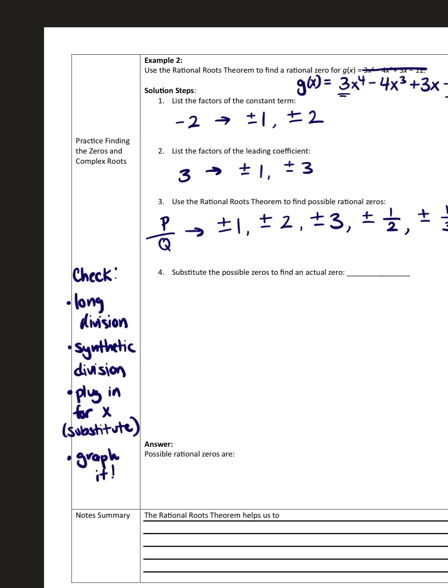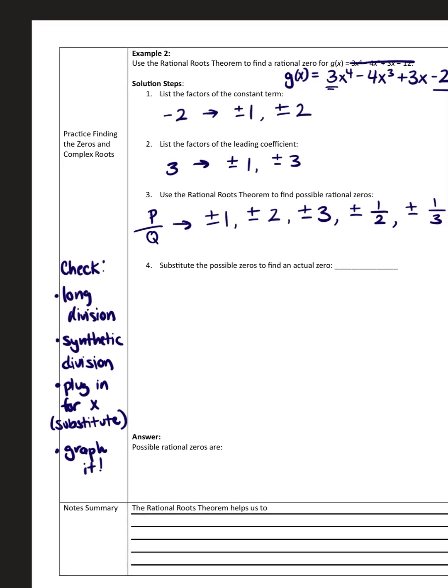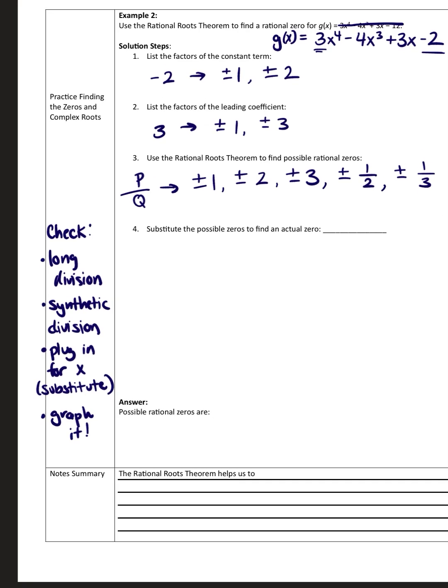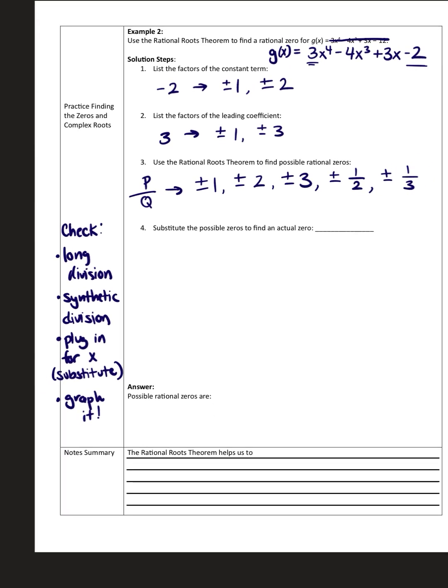So these are possible ways that you can check to see if it's an actual 0. I know what one of the zeros is for this particular polynomial. So I'm going to have us check two different ones. We're going to check one that I know isn't a 0, and one that we know is a 0. Let's start with -1, and we're also going to try +1. Let's try with synthetic division.